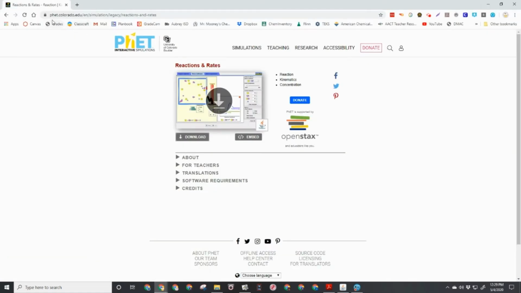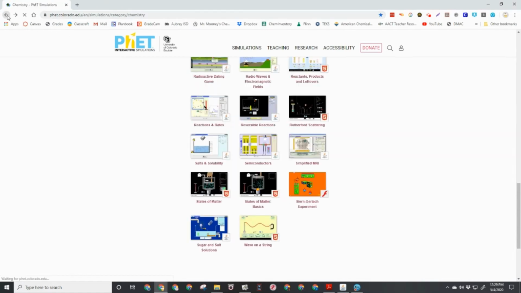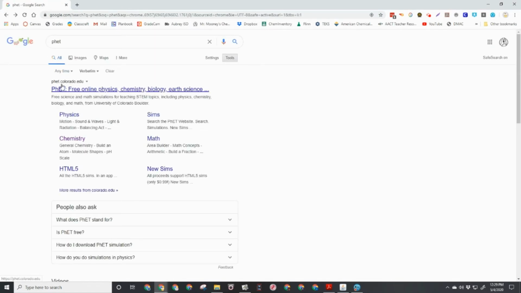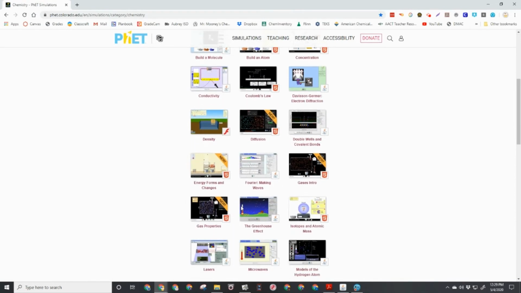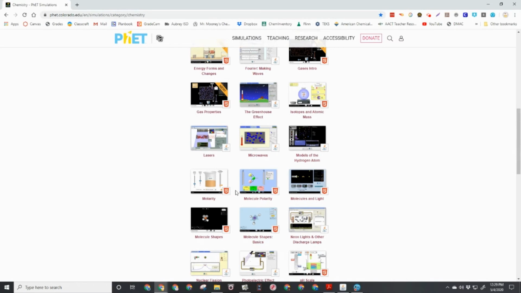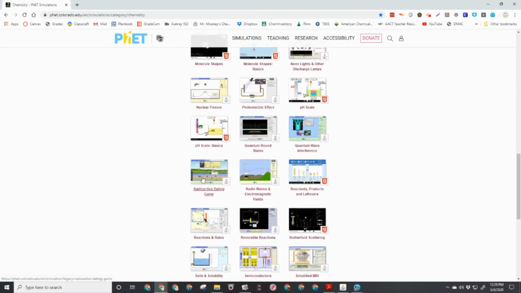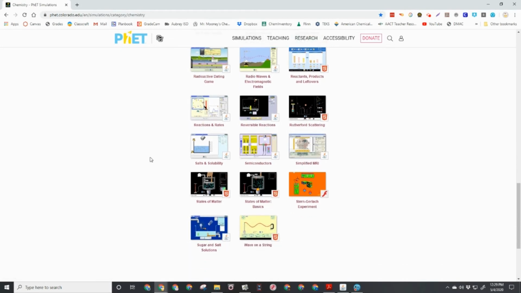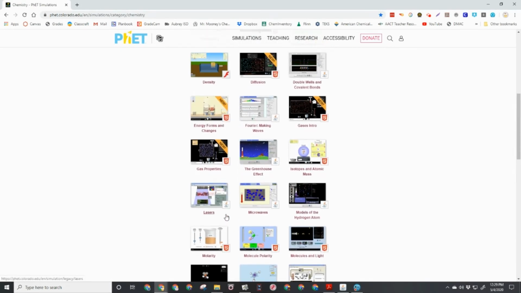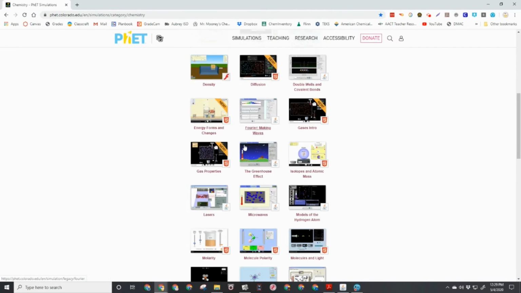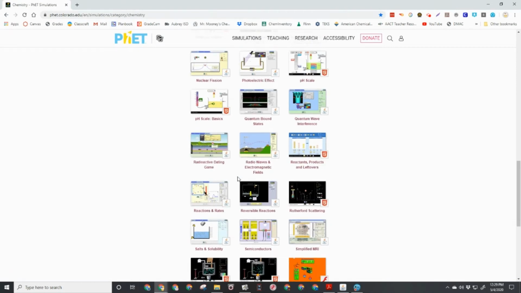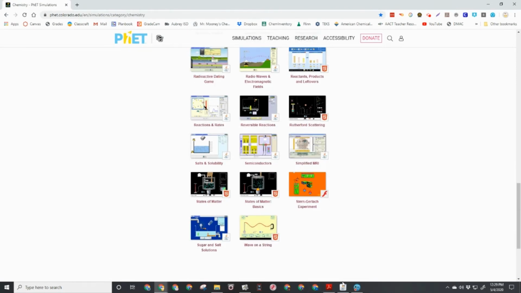PhET. Google PhET, and it's going to come up right here, phet.colorado.edu. And all I do is choose chemistry here, and they have all of these demonstrations for concepts in chemistry, and we have looked at some of these. I know we looked at the ones for radio waves, and I know we looked at the ones for gases, when we did gases. Well, there's one here on reaction rates right here, and so that's what I loaded.